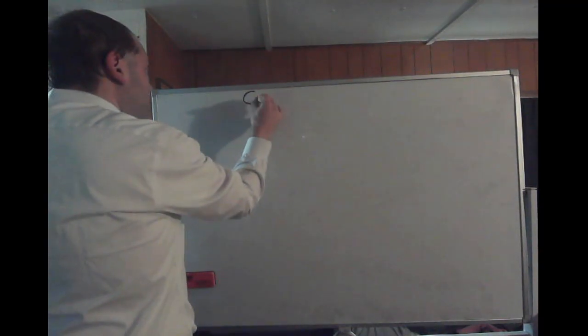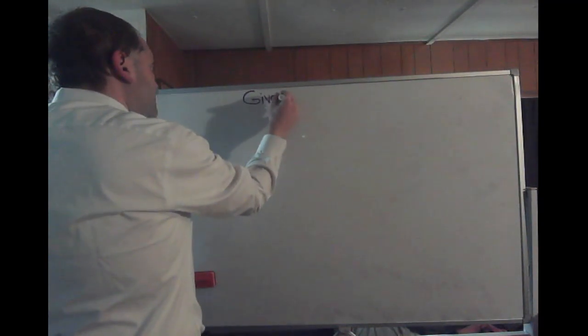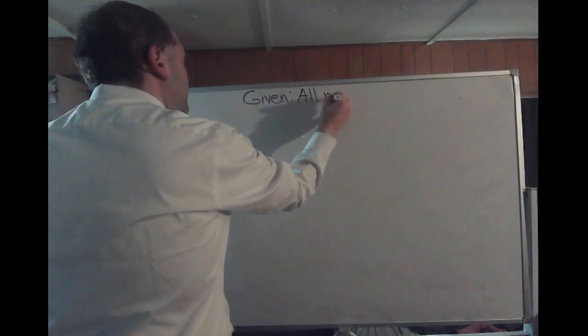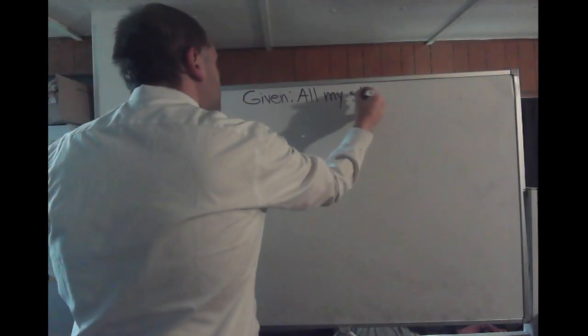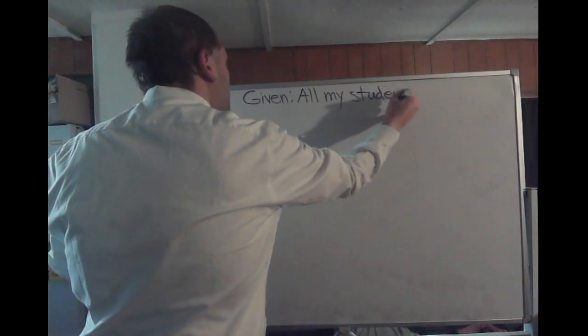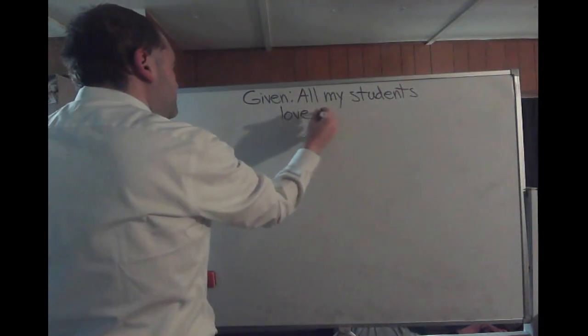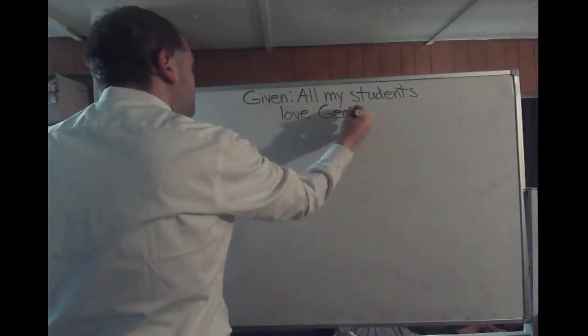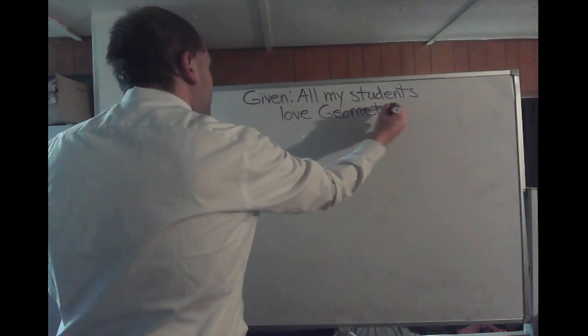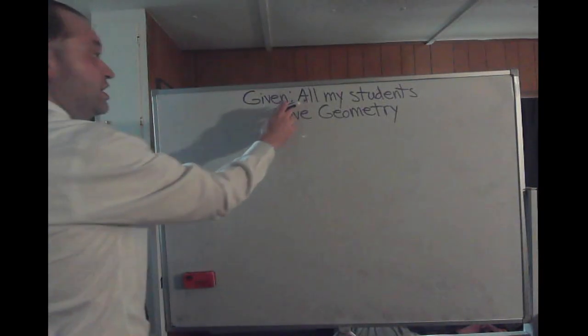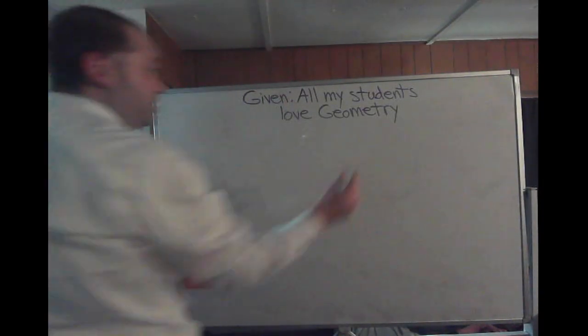Alright, 2 more sentences with given information, then we're done. Alright, so given: all my students love geometry. I'm not so sure how most of you feel about it. I can't blame you if you don't. That's okay. So we're given that all my students love geometry.